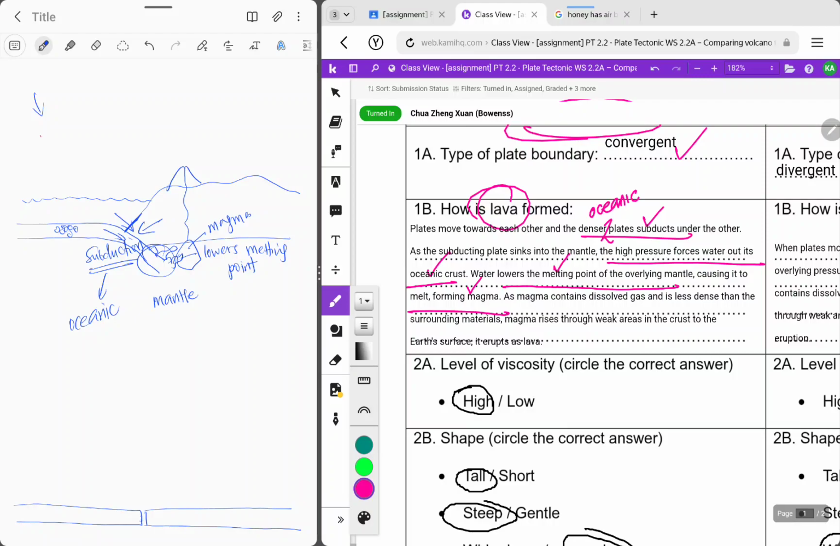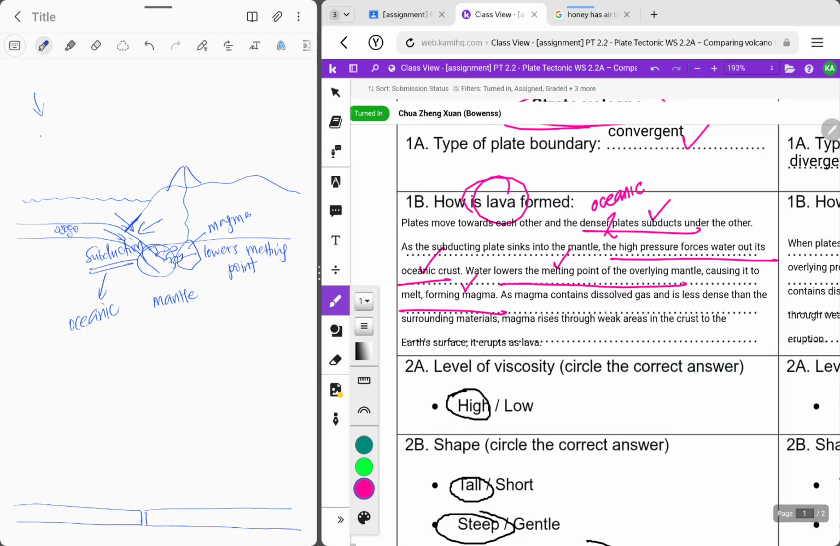But again, the question is not asking you about the formation of magma, it's asking you about the formation of lava. Before we can consider it as lava, it has to release above the Earth's surface. So the dissolved gas makes it less dense and it rises through weak areas to the surface. Then it becomes lava. So these are the 5 points that you need to get in order for you to secure the correct answer here.